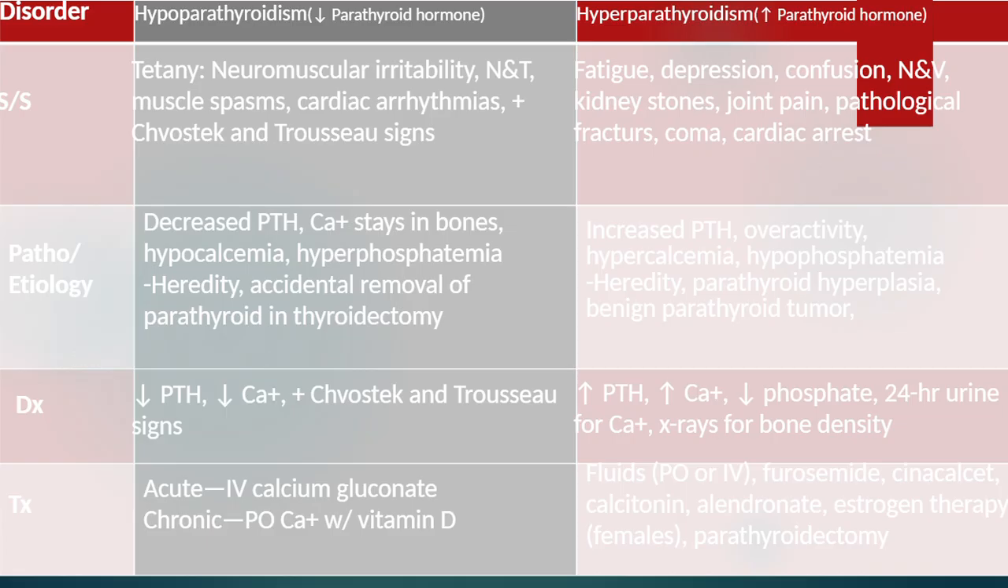Hyperparathyroidism, again, is a disorder caused by overactivity of one or more parathyroid glands. When these glands produce too much parathyroid hormone, or PTH, the body develops an imbalance in calcium and phosphorus regulation. Under normal circumstances, parathyroid hormone helps keep these minerals stable by raising calcium levels when they drop.